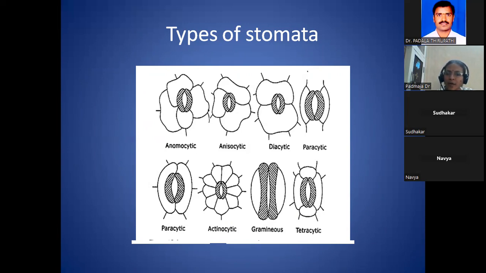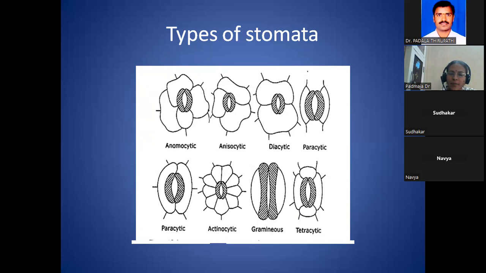At the same time, the movement of water molecules takes place, ascent of sap takes place, translocation of solutes takes place, and different physiological processes also take place. So it is considered a necessary evil by Curtis. And here, in the diagram, in the anomocytic type, the guard cells are surrounded by irregular cells, so it is called anomocytic.